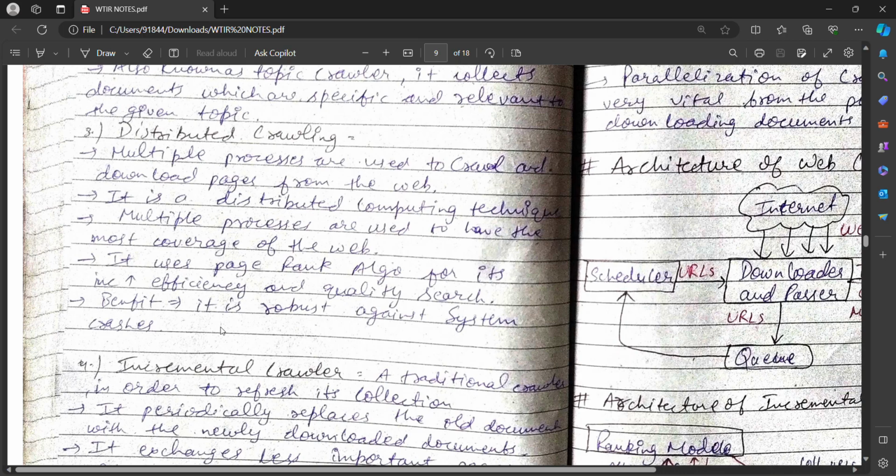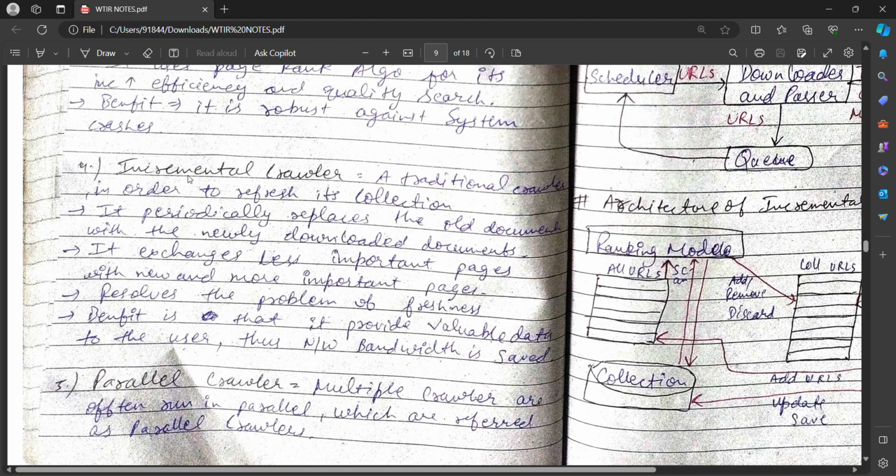Now what is the benefit of this? It is robust against system crises. It is strong. If there is any system crisis, it can recover or handle that. So it is robust. That is the advantage of distributed crawling.